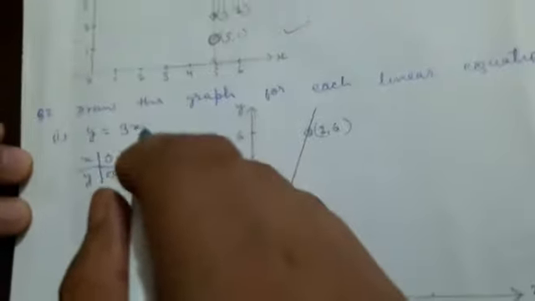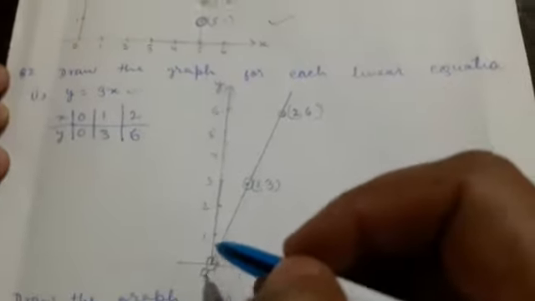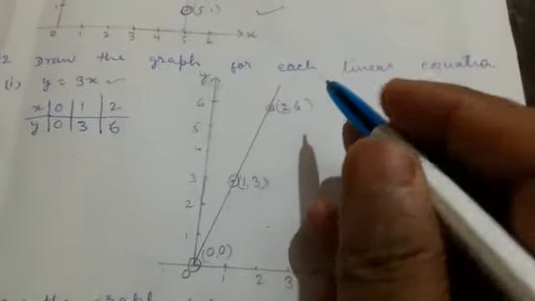Next question is, draw the graph for each linear equation. First part is y is equal to 3x. Now we have to make it a linear equation. Do you know what a linear equation is? When the graph is a straight line, it is called a linear equation.